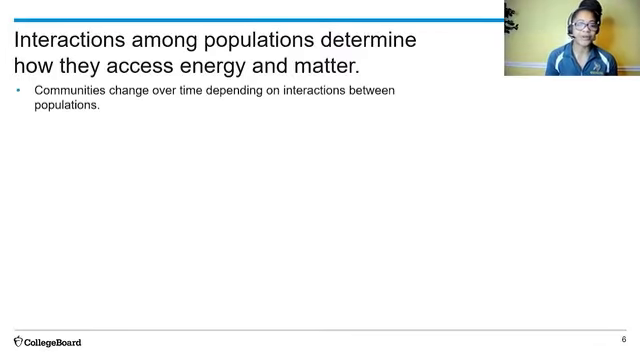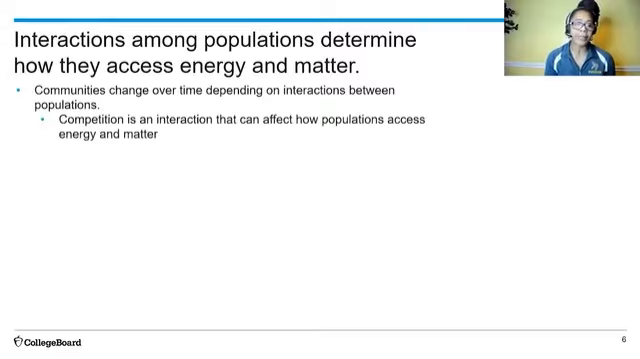Interactions among populations determine how they access energy and matter. It is important for us to remember that organisms cannot create their own energy. They have to access it from the environment, and that includes all of the molecules and matter that are necessary to facilitate life. Communities change over time depending on these interactions, meaning depending upon how they access energy and matter. Competition is a very important interaction that can shift the dynamics of a community and how populations are able to access energy and matter.